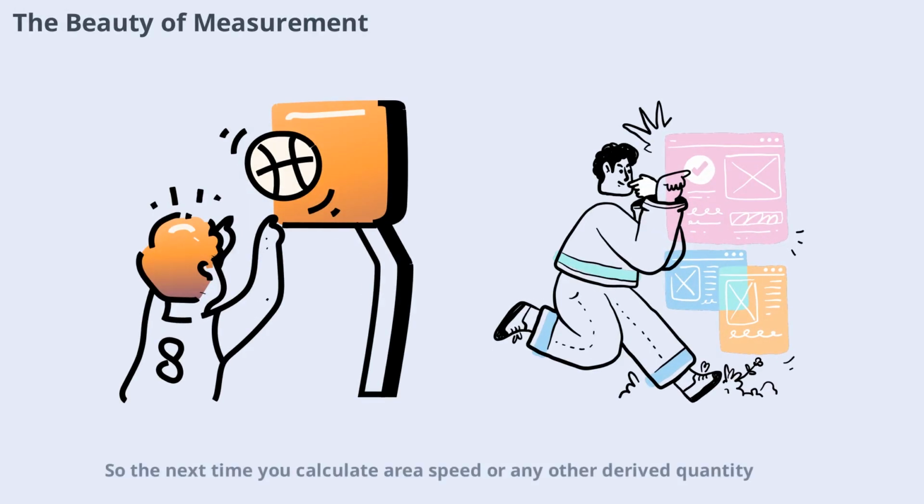So the next time you calculate area, speed, or any other derived quantity, remember, you're combining the power of fundamental units. That's the beauty of measurement, simple building blocks coming together to create a complex yet understandable picture of our world. Measurement is more than numbers, it's the language of science.